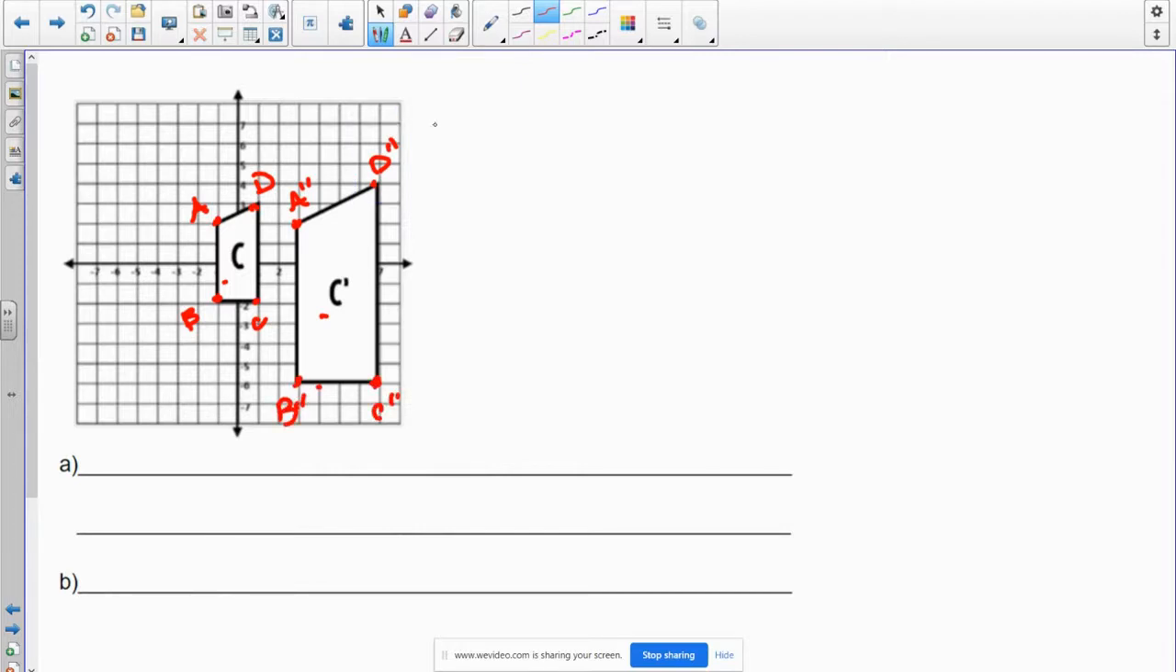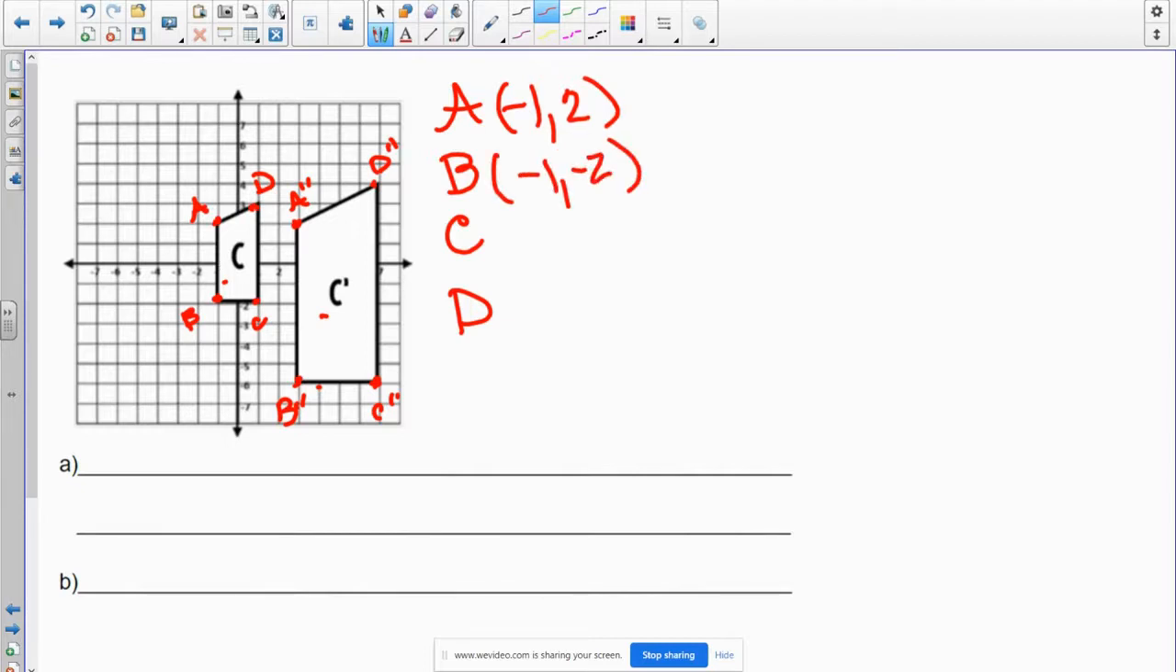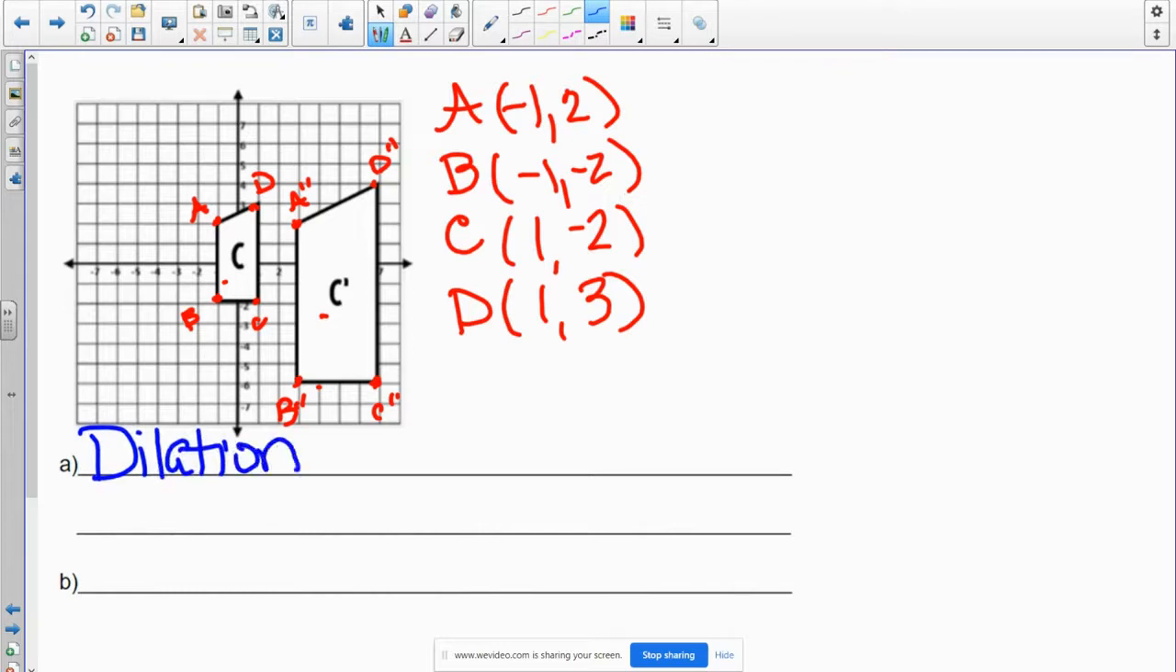Okay, so I'm going to start with just see what are the coordinates of these points. So A is sitting at -1, 2. B is sitting at -1, -2. C is sitting at 1, -2. And D is sitting at 1, 3. So I'm going to do the dilation first. I think it's easier for me to see the dilation first. It's obvious as a dilation. I notice it's an enlargement because it is bigger in size.